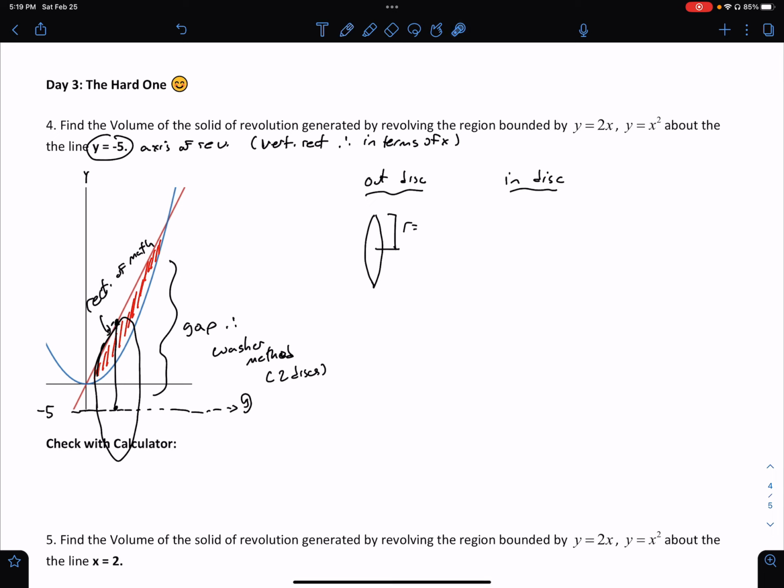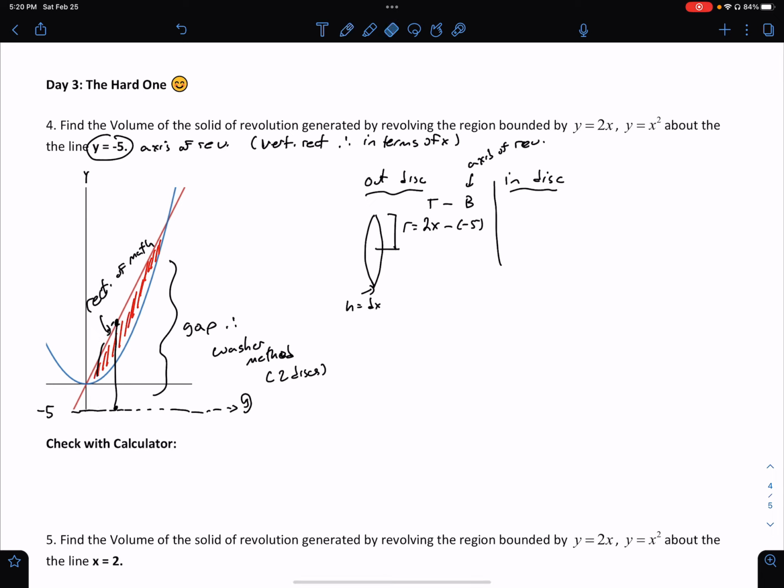The radius, remember, is just going to be the top function minus the bottom. But be careful, the top is going to be our line, this 2x, so we're going to do top minus the bottom. But this time, the bottom, remember we talked about this in the last video, is always the axis of revolution. So the bottom is down here, and it is our axis of revolution at -5. So this is going to become 2x minus a -5. Now, the height of our rectangle is still going to be dx.